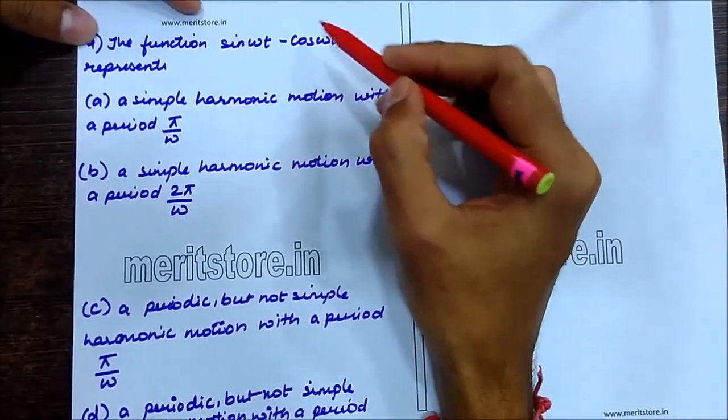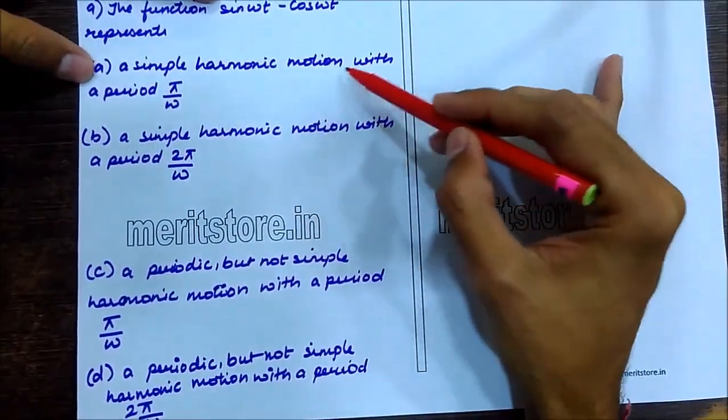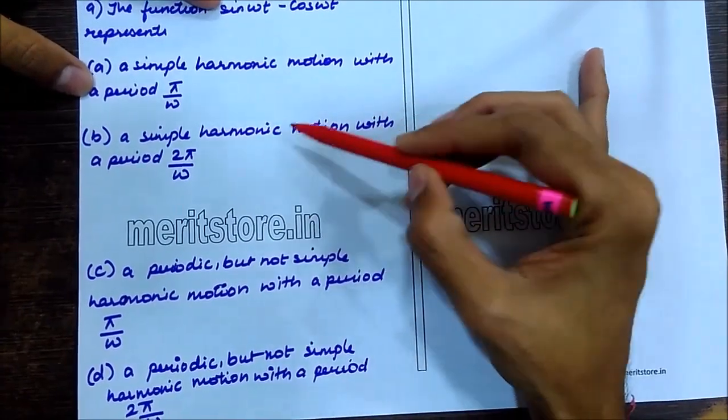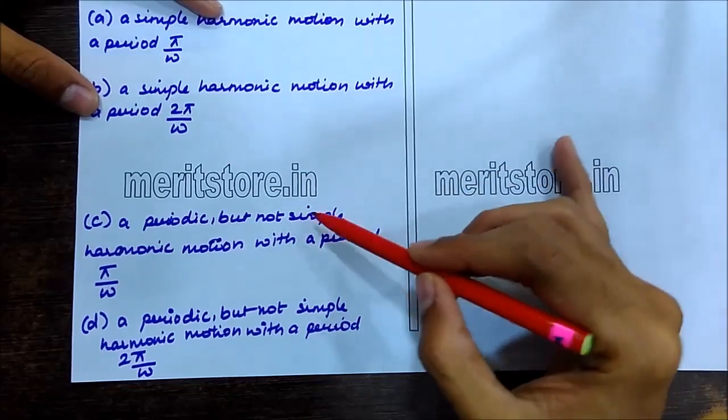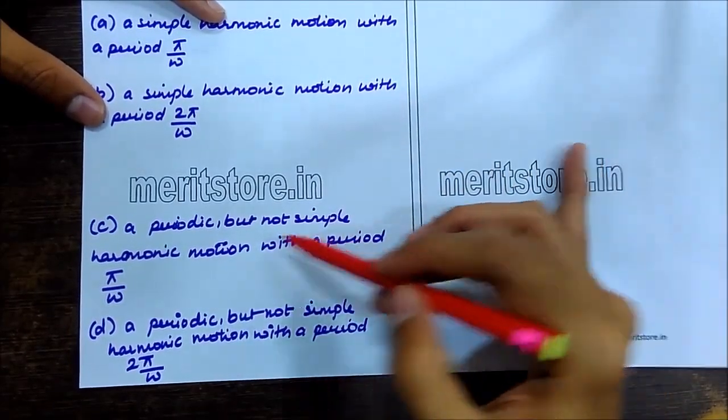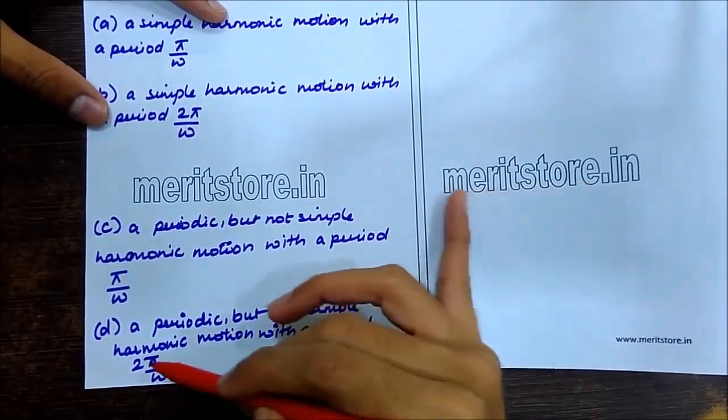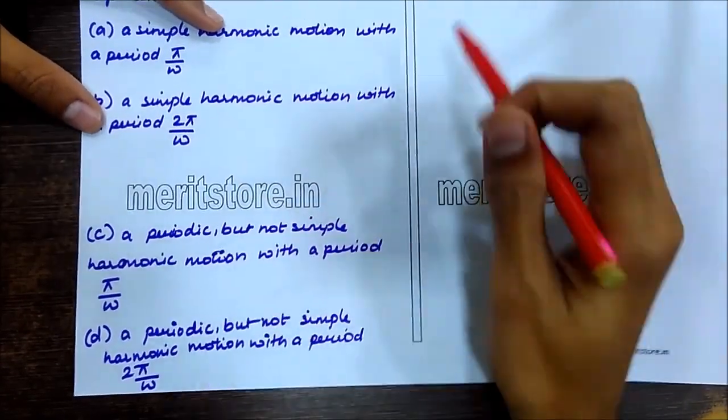The function sin ωt − cos ωt represents a simple harmonic motion with the period π by ω, a simple harmonic motion with the period 2π by ω, a periodic but not simple harmonic motion with the period π by ω, or a periodic but not a simple harmonic motion with the period 2π by ω.